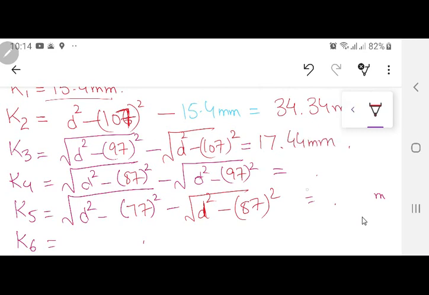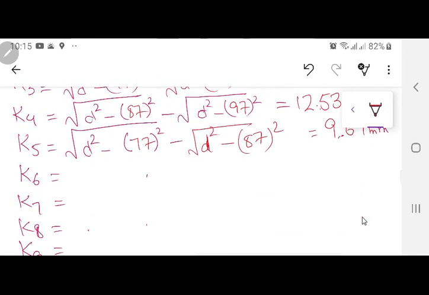नेक्स्ट, ये काफी बड़ा जंप आया है 34 से 17 का, प्लीज वेरीफाई दिस। ऐसा ही है, ठीक है। 12.53 mm, 9.69 mm. K6, K7, K8.